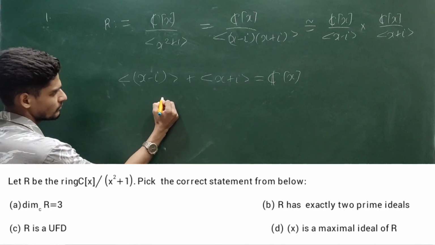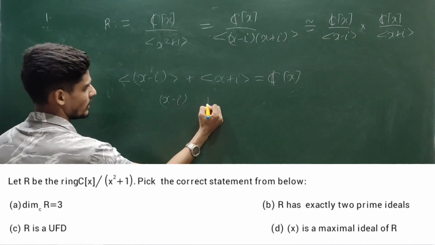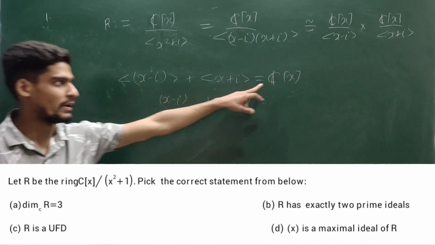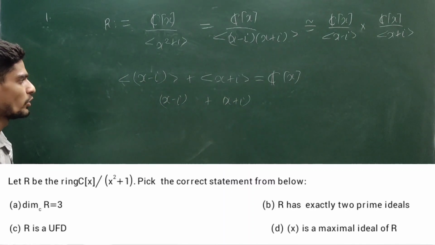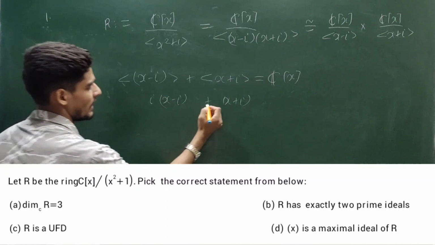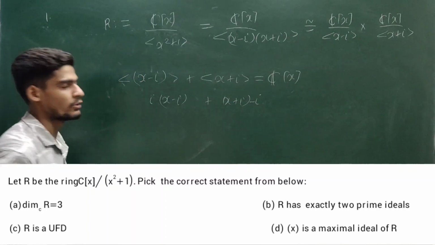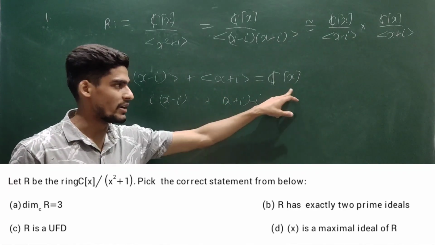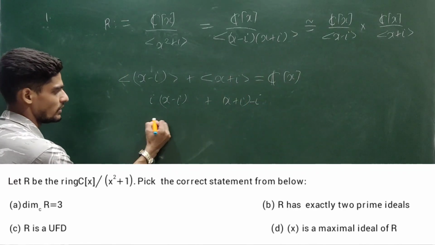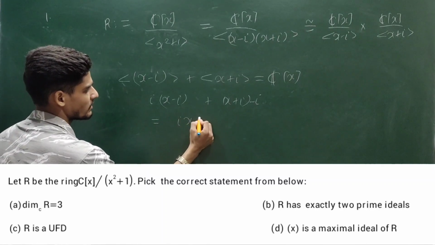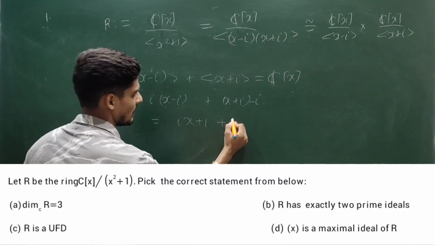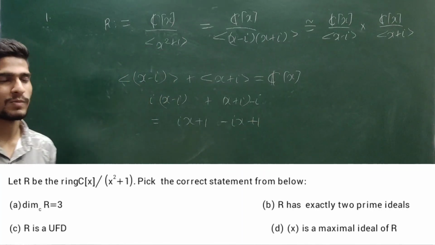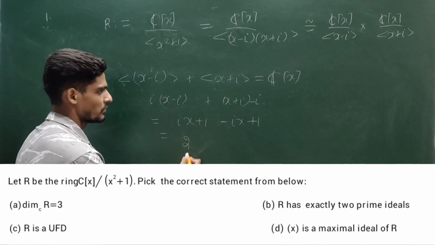See, x minus iota plus x plus iota. I can multiply with any polynomial inside this Cx. So here I am multiplying with iota, and here I am multiplying with minus iota. I can multiply because iota is a polynomial inside Cx, and minus iota is a polynomial inside Cx. So this is iota x plus 1 plus or minus iota x plus 1, because minus iota square is plus 1. So it is going to be 2.